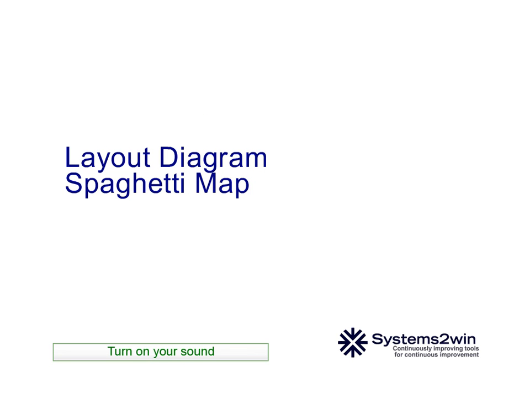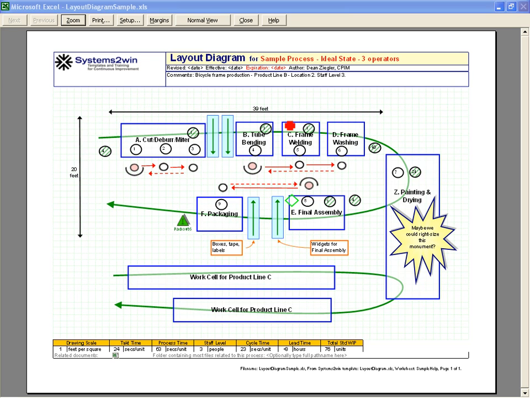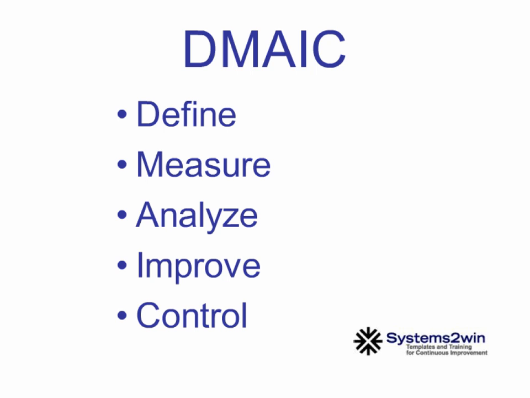Although the layout diagram can be used as a simple drawing tool to lay out office and shop floor plans, the biggest strength of a layout diagram is when it is used as a spaghetti map, because every operation number identified in each circle on this spaghetti diagram correlates to a row on this standard work combination sheet, which should be the cornerstone of your process improvement efforts to define, measure, analyze, improve, and control your processes.